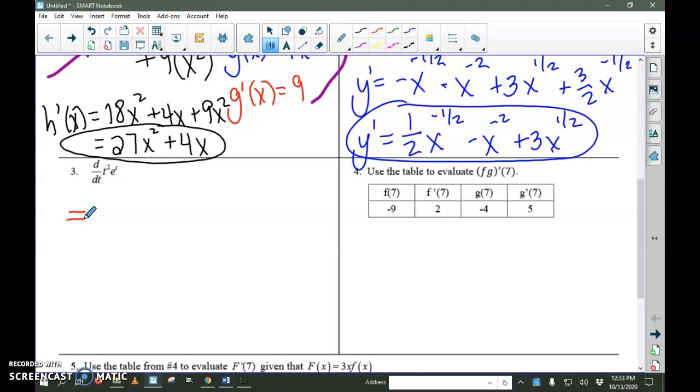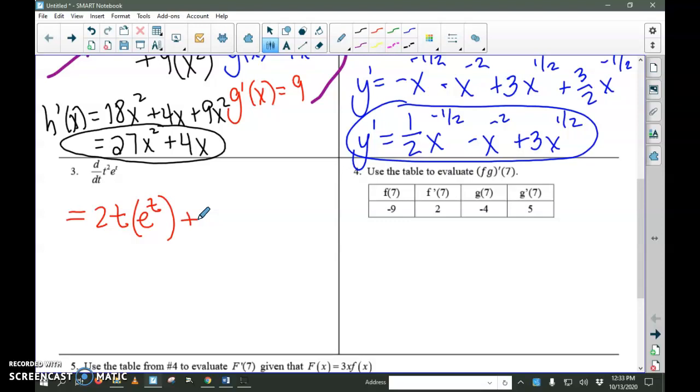Again, I'm going to do the derivative of the first function. So the derivative of t squared is 2t. And then I'm going to multiply by that second function. Plus. All right, now I need to take the derivative of e to the t. And as we discussed in class, the derivative of the e function is just the e function.